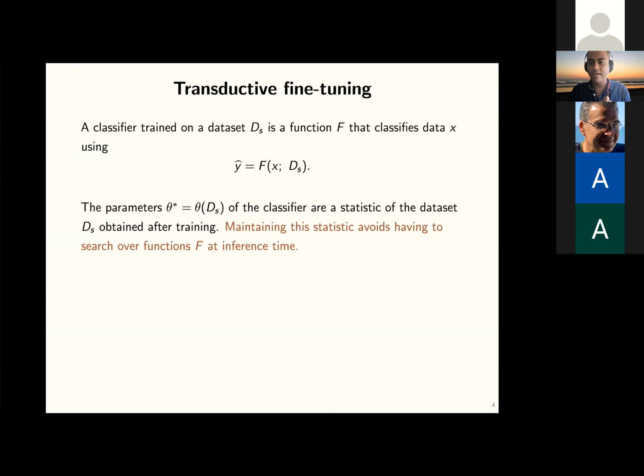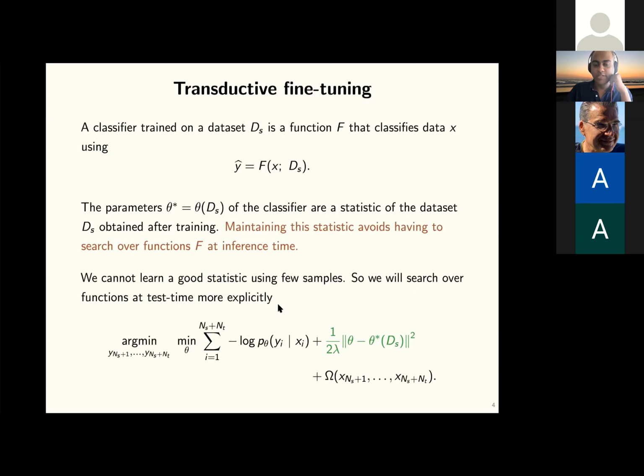How well the network performs on datum x depends on how well you train the network in the first place. You're not going to be able to train a good network if I don't give you a large data set DS, which is exactly the problem that we are interested in solving here. The good thing about the statistic is it avoids having to search over the functions f at inference time.